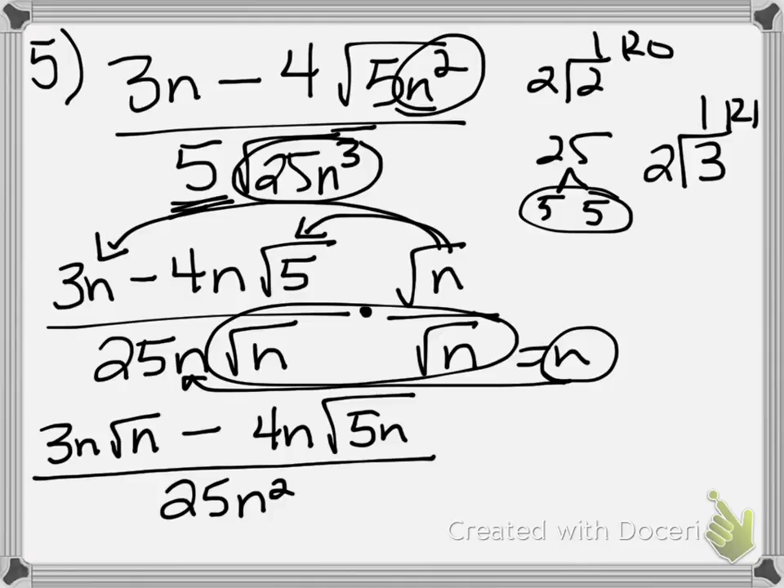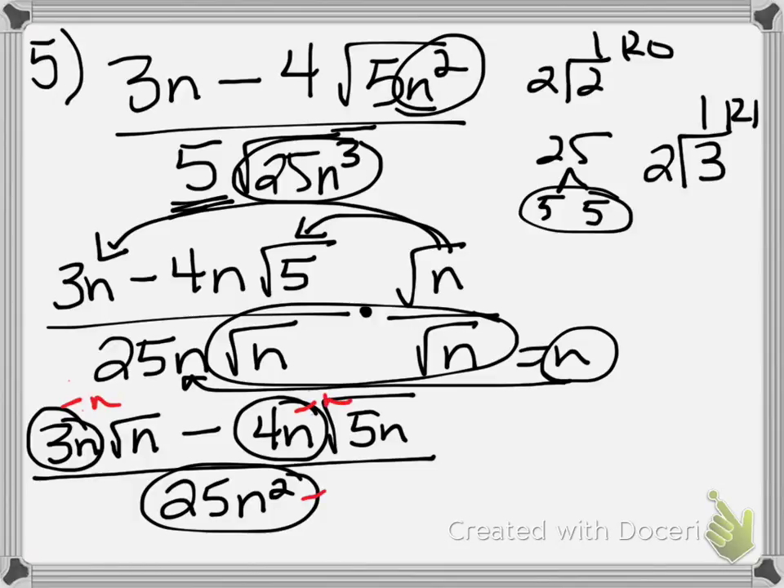So now at this time, I'm going to look at my 3n, my 4n, and my 25n squared, and I'm going to ask myself, is there anything that I can divide them all by? And 3, 4, and 25, they don't have anything in common. However, all three of those have an n in common. So I'm going to go ahead and divide all of those by n.